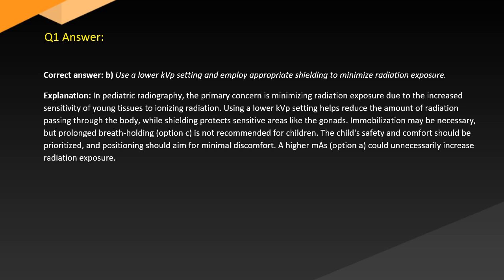Answer. Correct answer: B. Use a lower kVp setting and employ appropriate shielding to minimize radiation exposure. Explanation. In pediatric radiography, the primary concern is minimizing radiation exposure due to the increased sensitivity of young tissues to ionizing radiation. Using a lower kVp setting helps reduce the amount of radiation passing through the body, while shielding protects sensitive areas like the gonads.